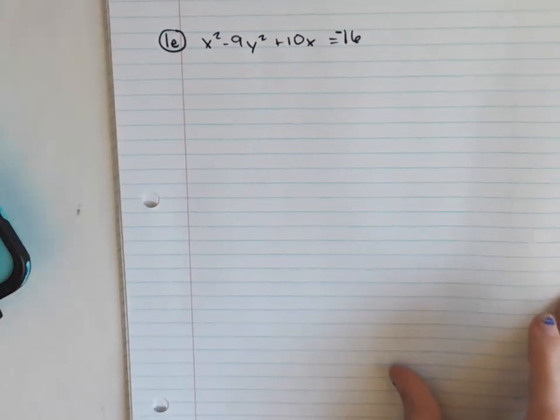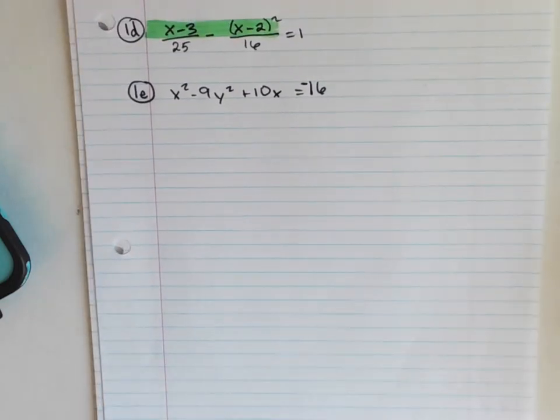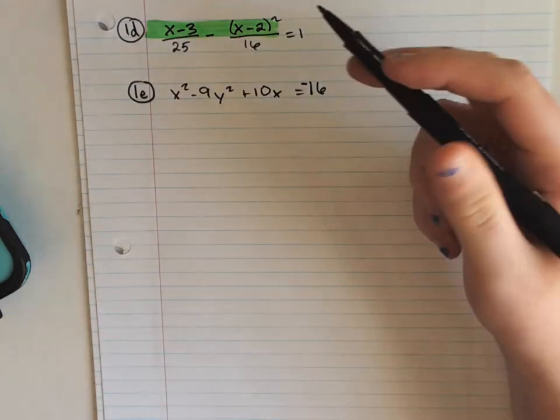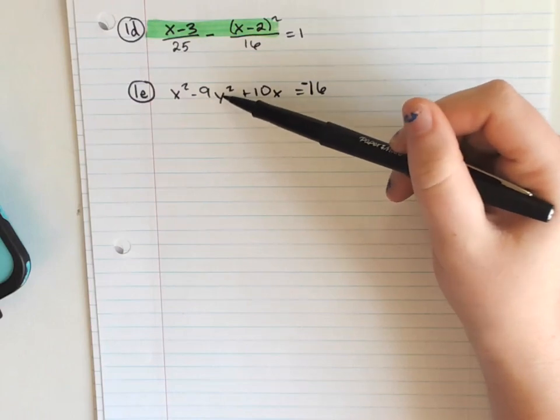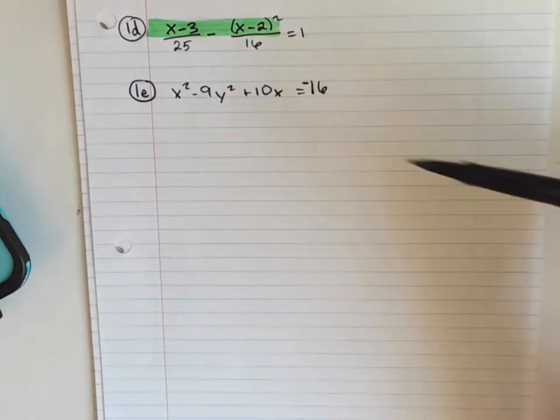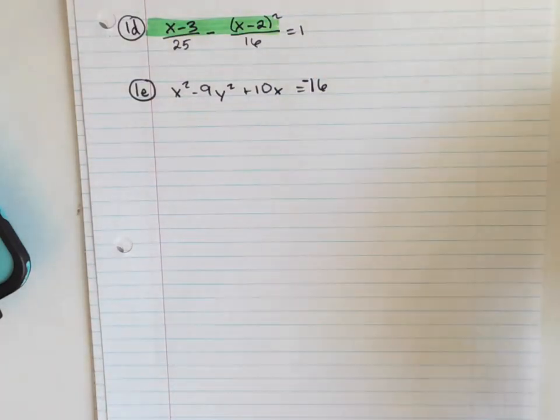Okay, so for problems 1A through D, everything was already written to us in standard form. Now we're going to explore what happens when you have something not in standard form and how to put it in standard form. How do I know it's not in standard form? Well, it doesn't have denominators of squared. It's got numbers in front of letters, and it's not equal to 1. So that's 3 things that are telling me that it's not in standard form.